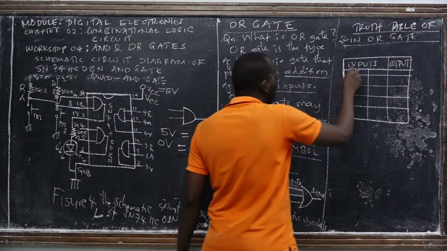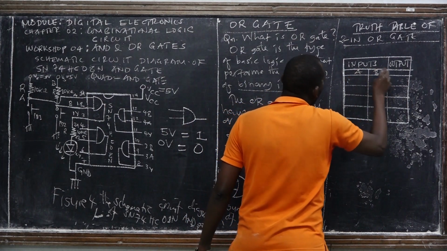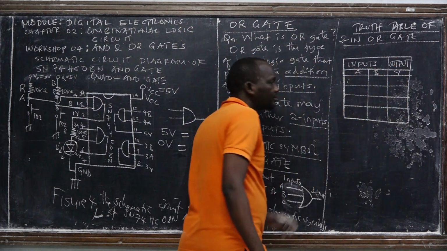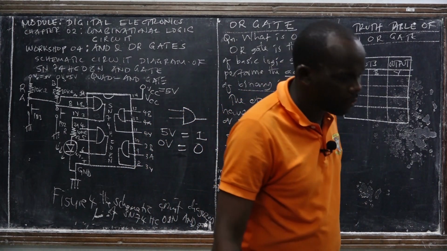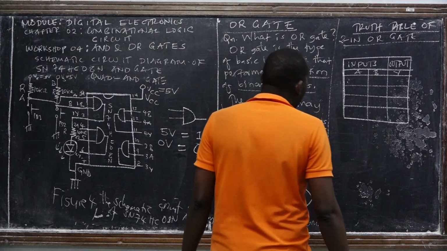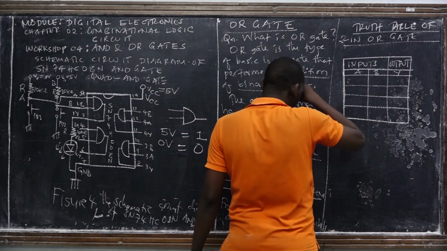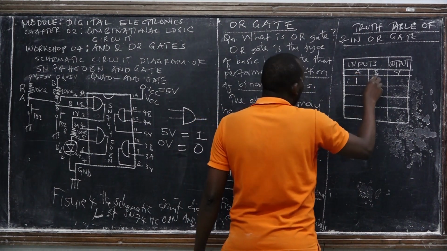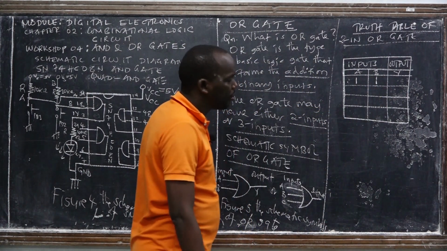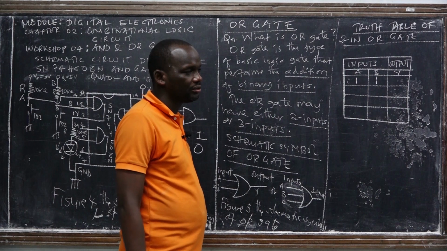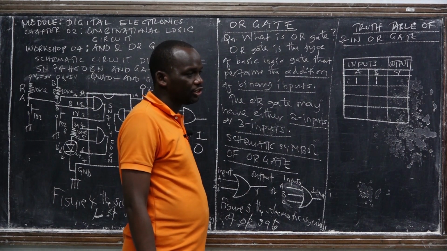So this is input A, input B, input Y. Stop drawing, stop writing, look on the blackboard. So let us start with just the true possible combinations of input A and input B. I said stop writing.